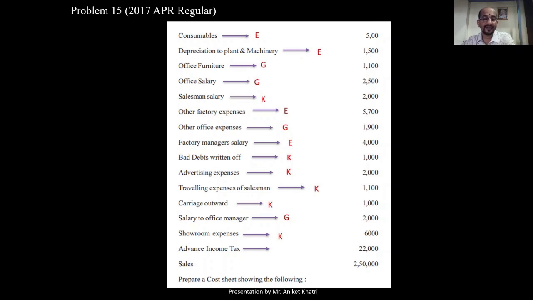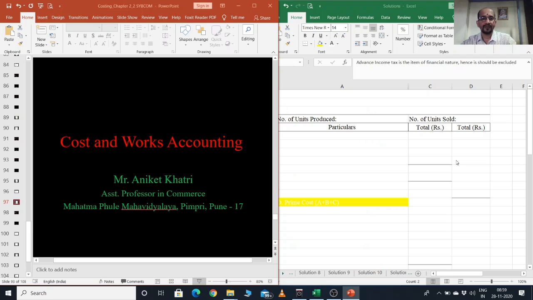Advance income tax is an item of a financial nature, so we should not consider this. Okay, and we need to write it in a note at the bottom of the problem. And last is sales, that is 2,50,000, that is N. Okay, so let us start to solve the problem.